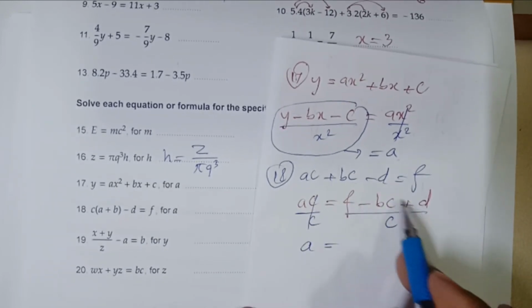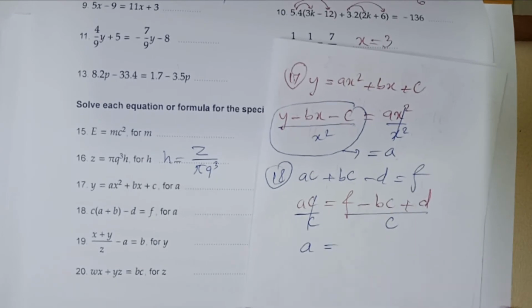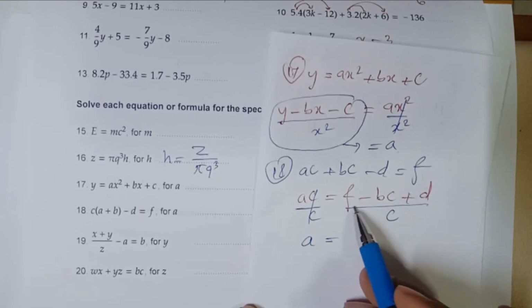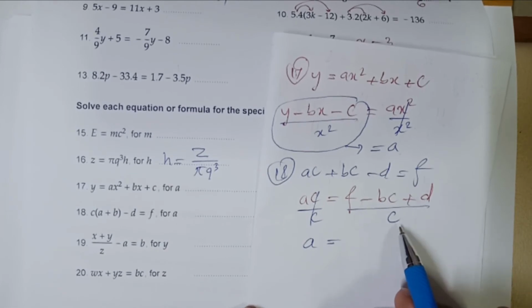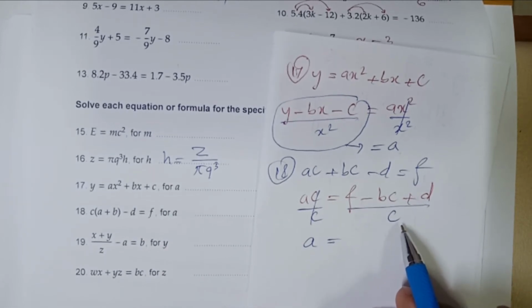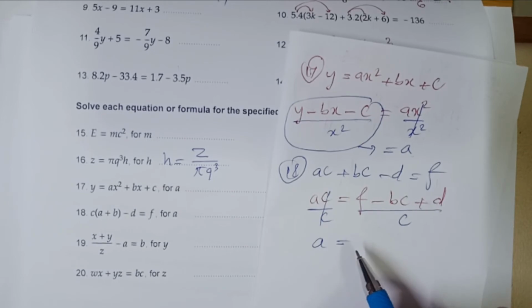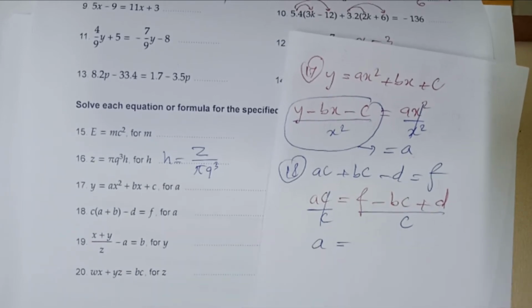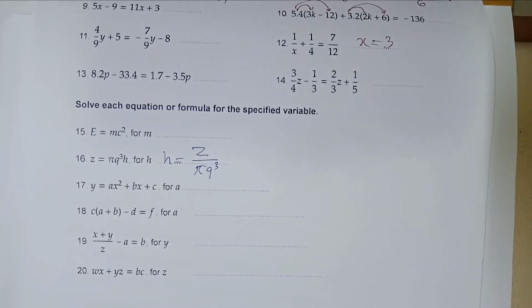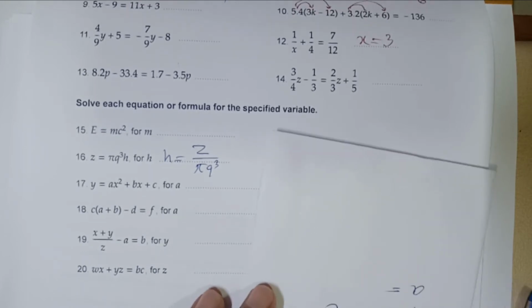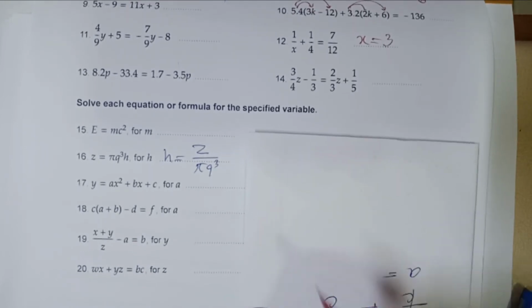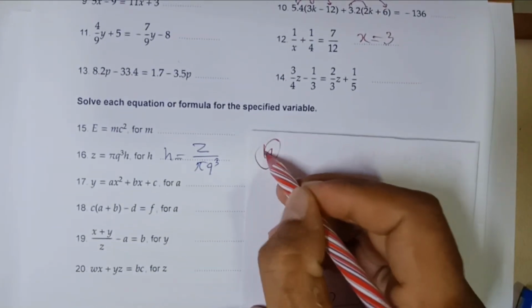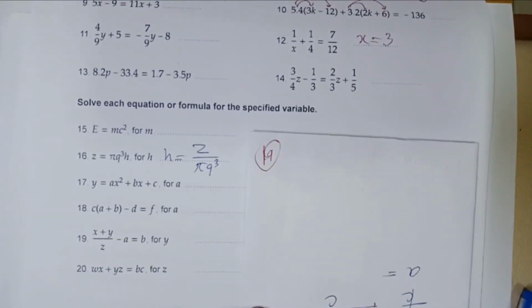So a equal to this section. So A equal to, for number 18, A equal to F minus BC plus D over C. That's solving for A for number 18. For number 19, solve for Y. Okay, solve this for Y.